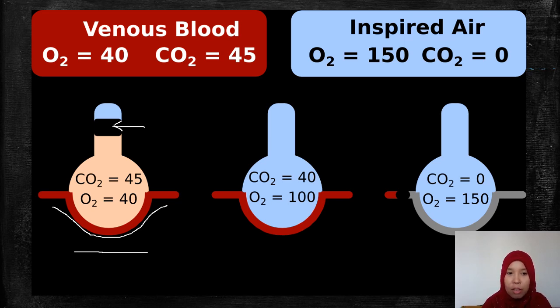So you have the level of carbon dioxide 45, and the level of oxygen is 40. 40 means it is very, very low. It's low, right? But you have a high carbon dioxide because the blood is coming back, and the carbon dioxide is here, but it's not being released, right?